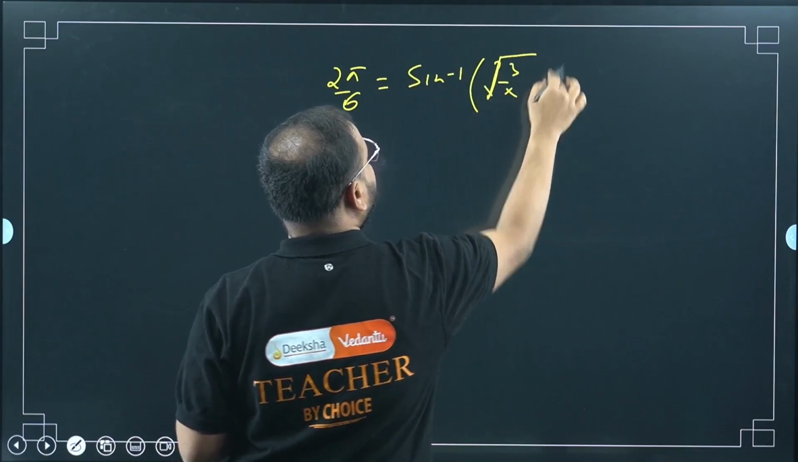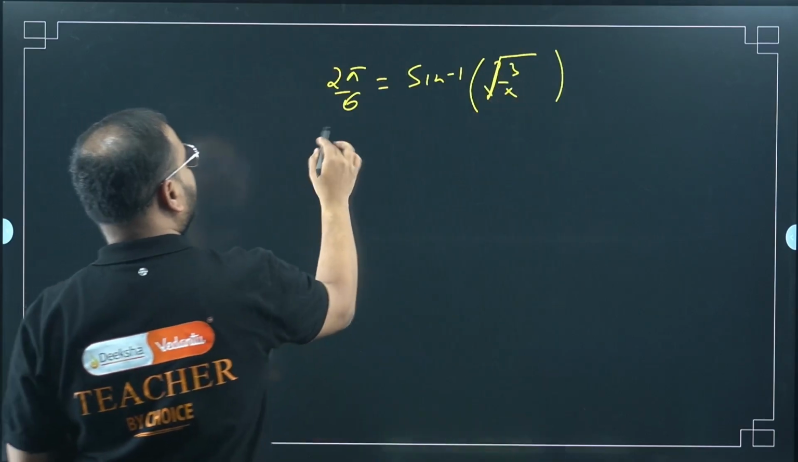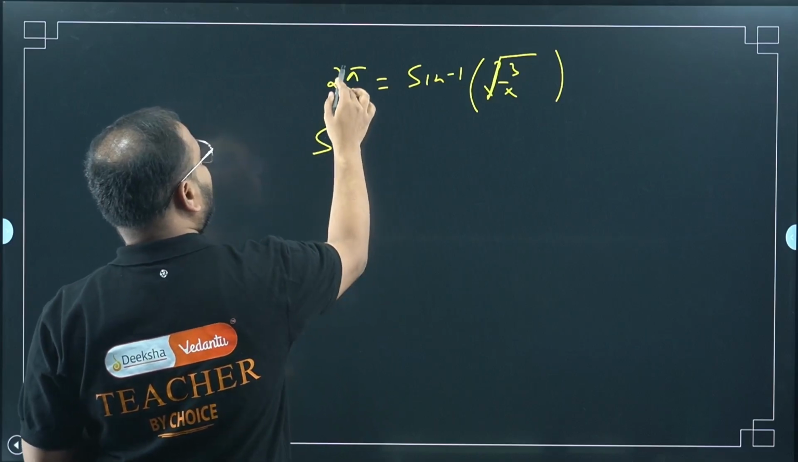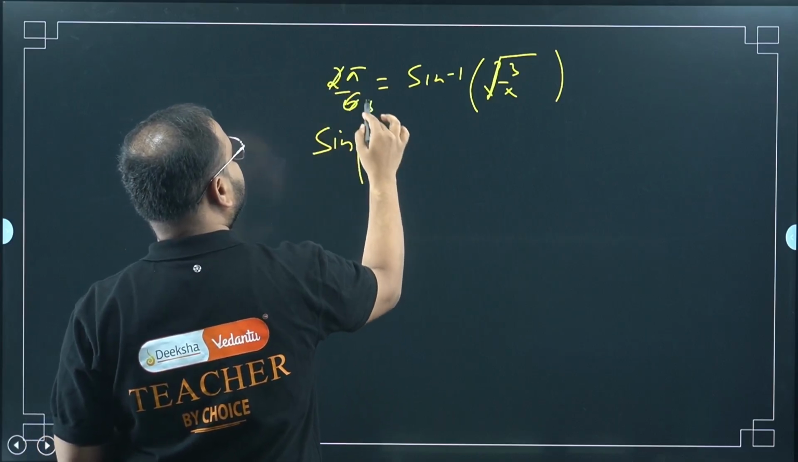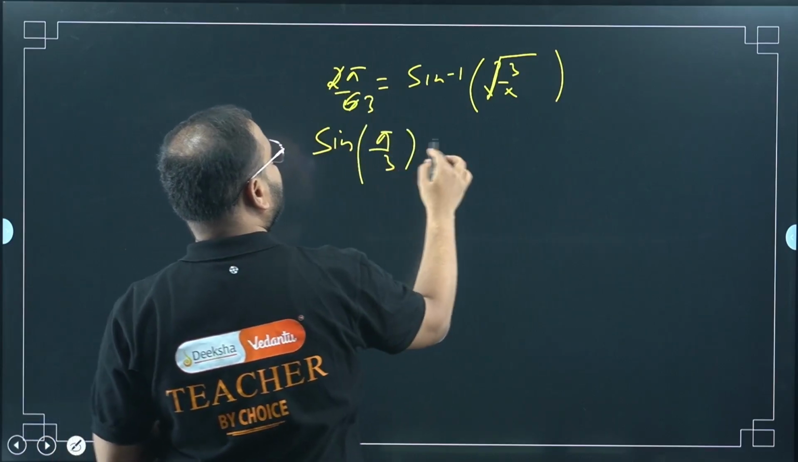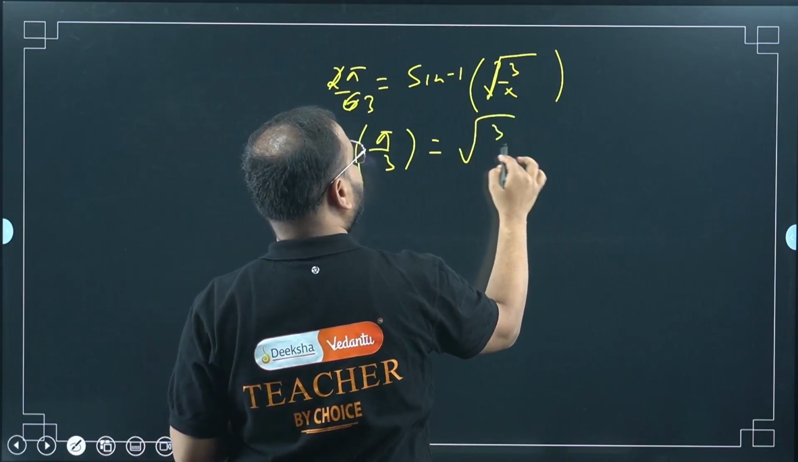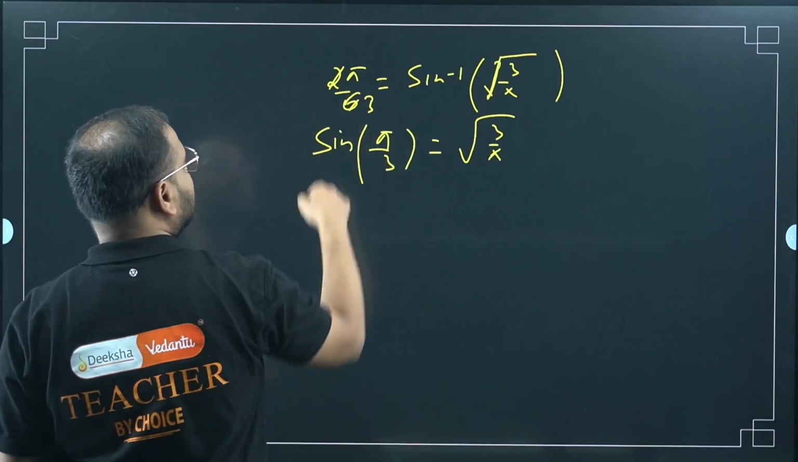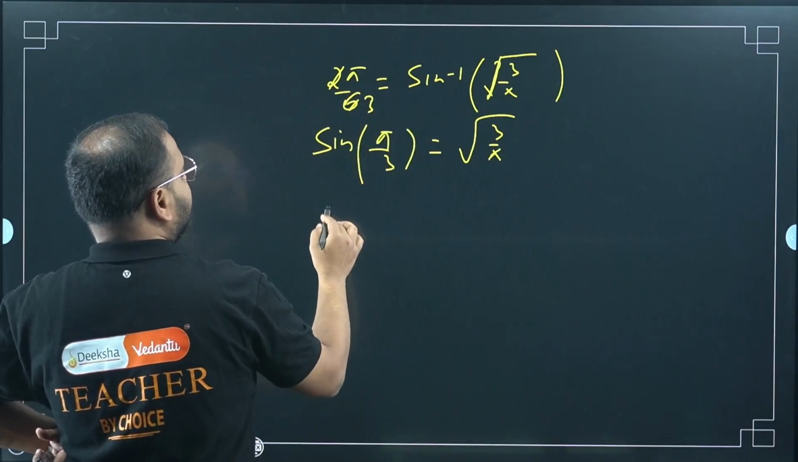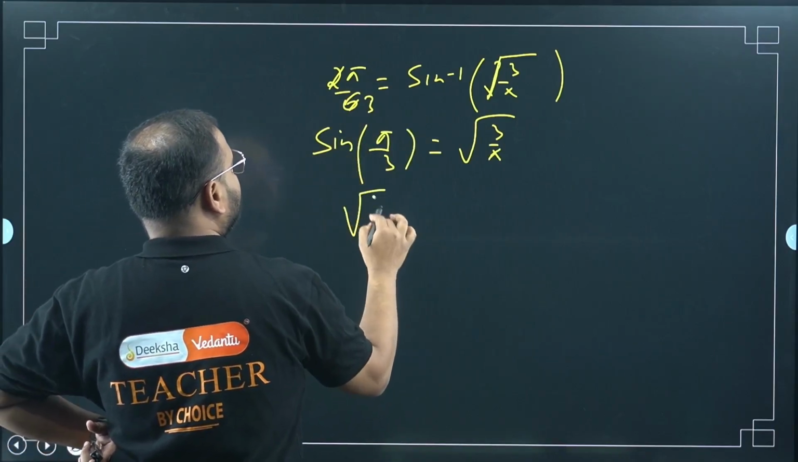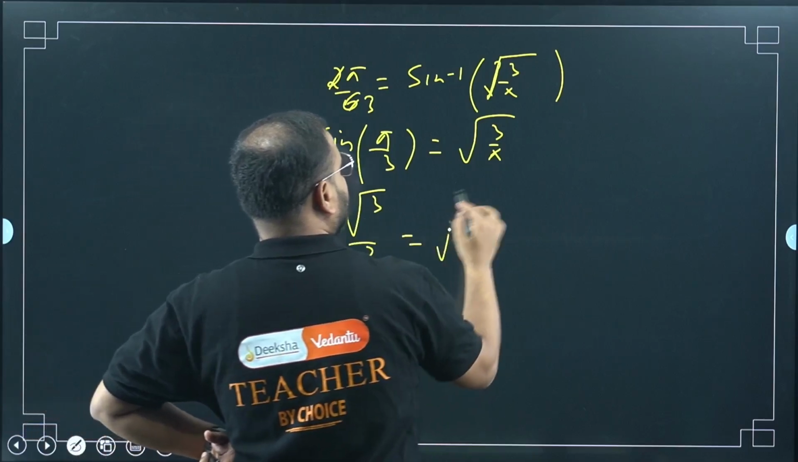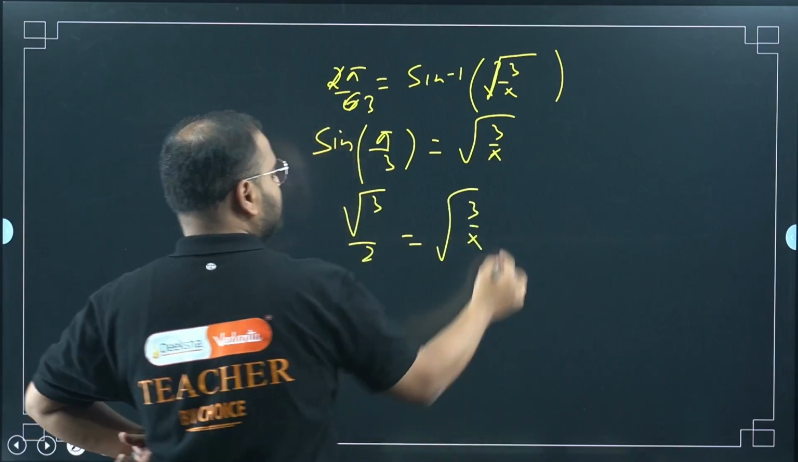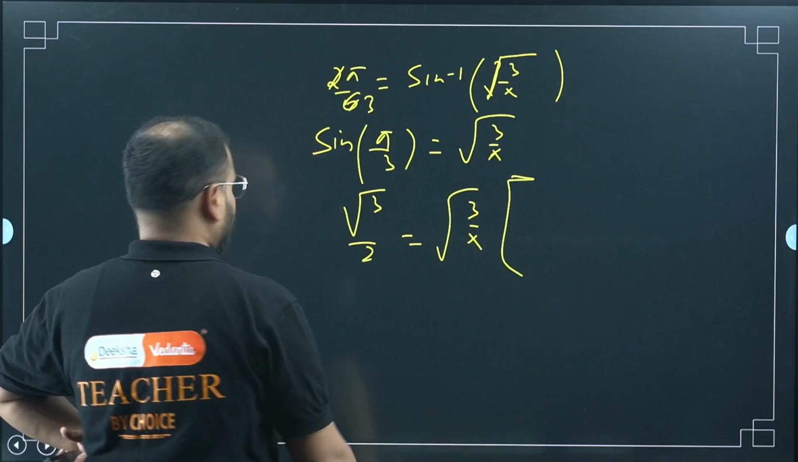Please check. Operate the sine on both sides. You will get sin of... cancel this, you will get pi by 3 equals root 3 by x. Correct? I have taken sine on this side. What will this be? Sin pi by 3 will be simply root 3 by 2. Please check here. Do the squaring on both sides.